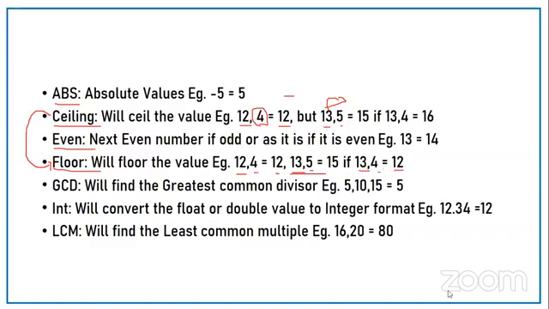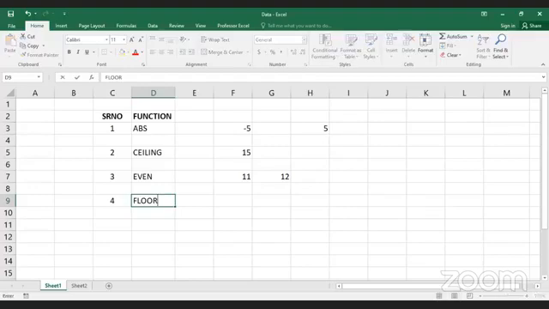Let me show you. For example, we will create one for floor. I'll write just FL, FLOOR, and you can simply use this function. In the floor, I'm providing the number 13, and I want to divide with a 4. So it will find the nearest lower multiple of 4. 4 ones are 4, 4 twos are 8, 4 threes are 12.